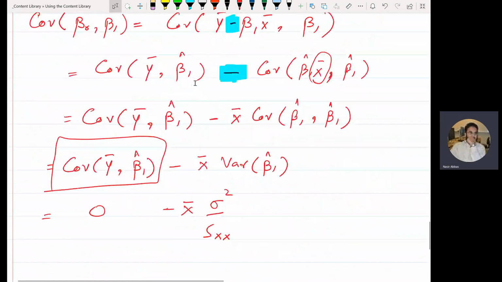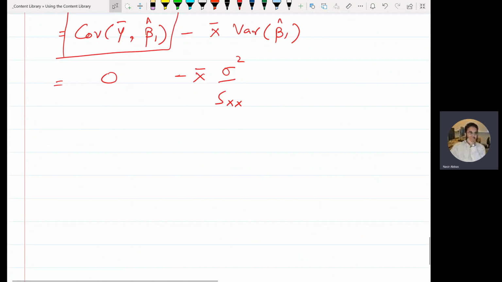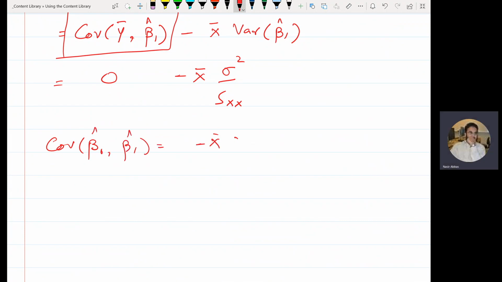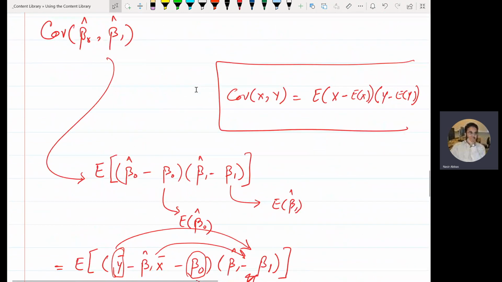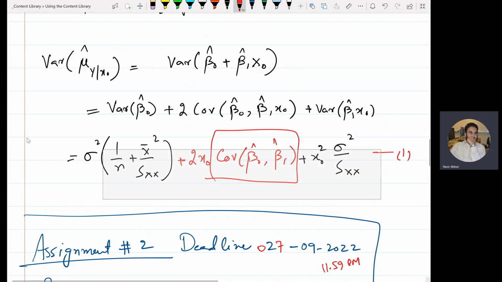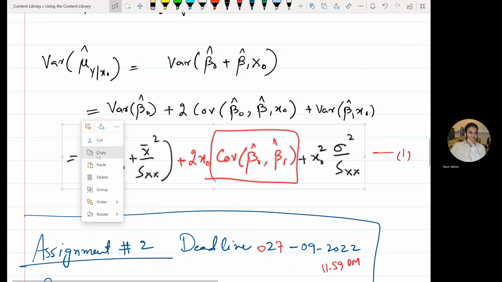When you put this definition, by the end we get the covariance to be minus x bar times sigma square over sxx. When you put this thing in here, by the way, we were working in equation 1. This is what we were working for. I will copy this equation as it is, and I will plug the result in here.